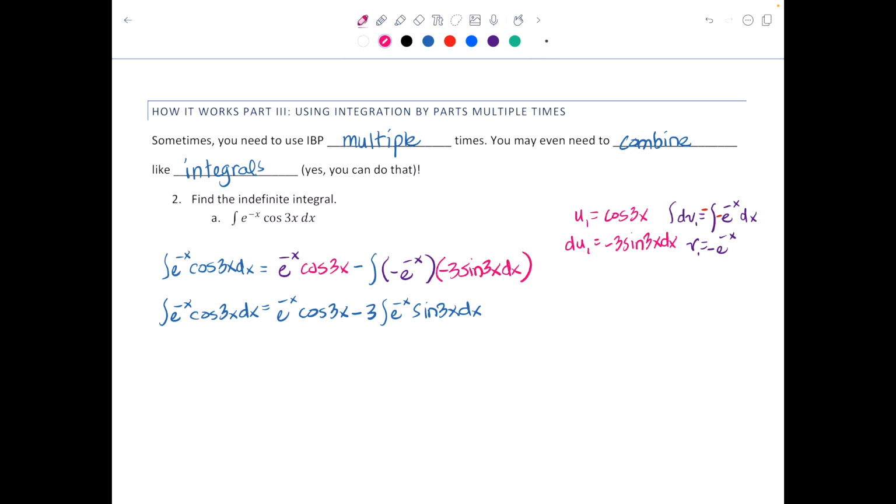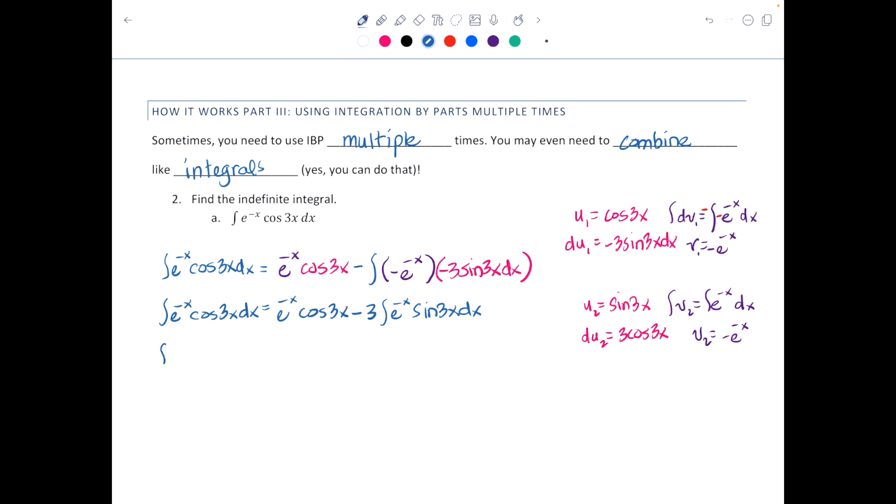So now u2 will equal sine at 3x. So our du2 will be 3 times cosine at 3x. Now v2 will be e to the negative x again, and then with dx. And then integrating, we'll get the same integral, won't we? Negative e to the negative x. Excellent. No pun intended, right?